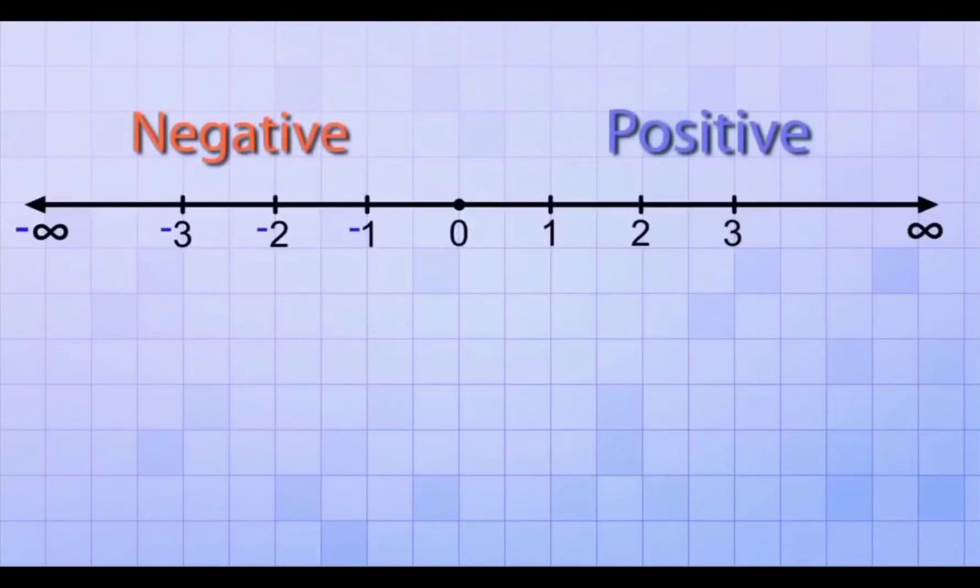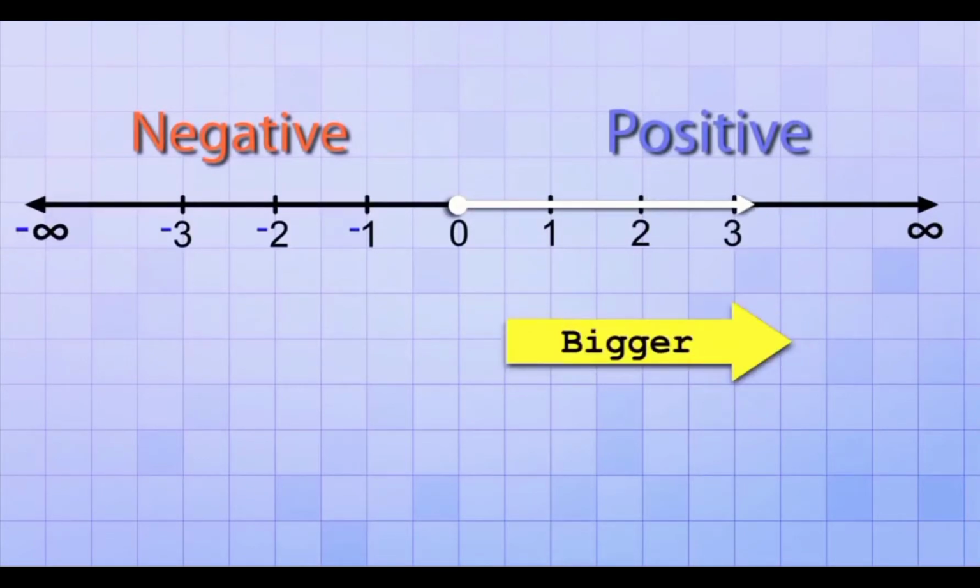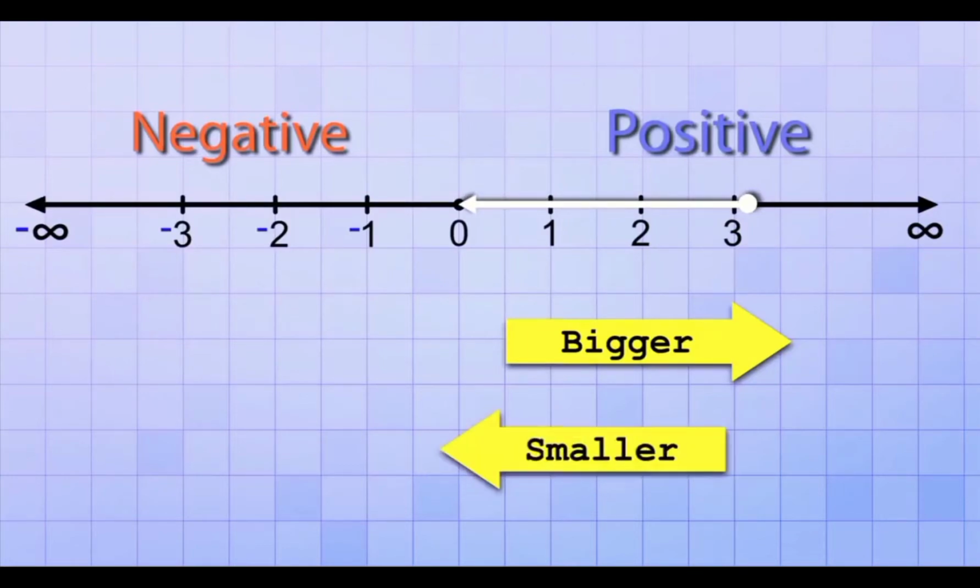Have you noticed that if you start at 0 on the number line and then move to the right, the numbers keep getting bigger and bigger as you go along? 1 is greater than 0, 2 is greater than 1, and 3 is greater than 2, and so on. But what if we go in the opposite direction instead, to the left? As we go to the left, the numbers get smaller and smaller. 2 is less than 3, 1 is less than 2, and 0 is less than 1.